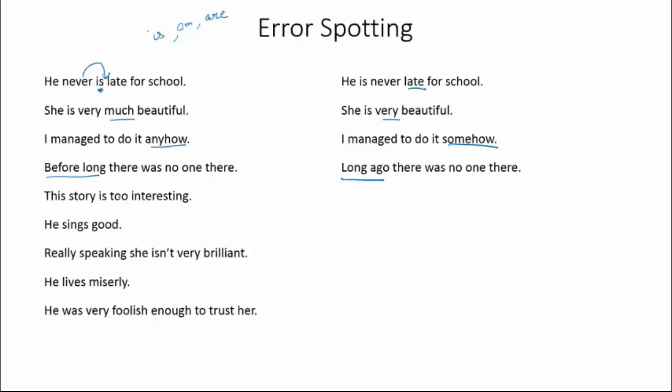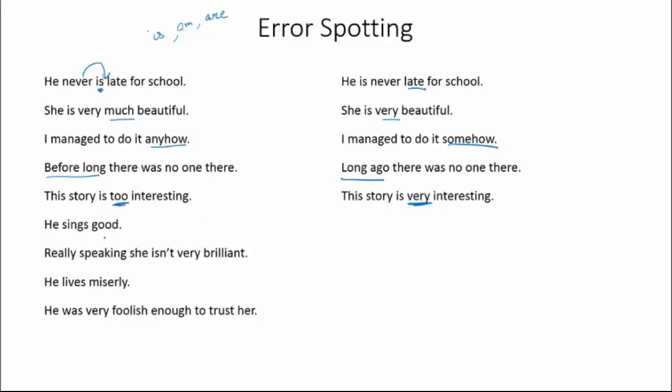This story is too interesting. Now over here, too. Too means more than it ought to be. The story has to be interesting. It is too interesting. So it has a negative meaning actually. That means if we can say he is too fat, that means whatever he should be, he is more than that. So that has a negative meaning. We shouldn't use this word where we want to tell something in positive sense. So what we say is, the story is very interesting. So we use the word very in that case.